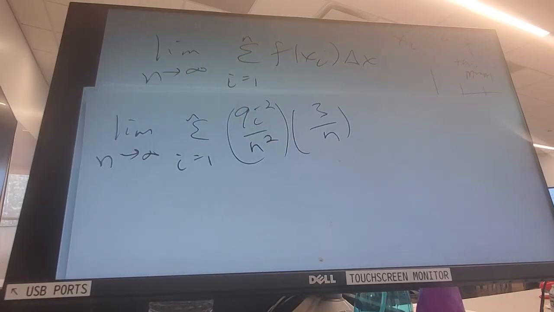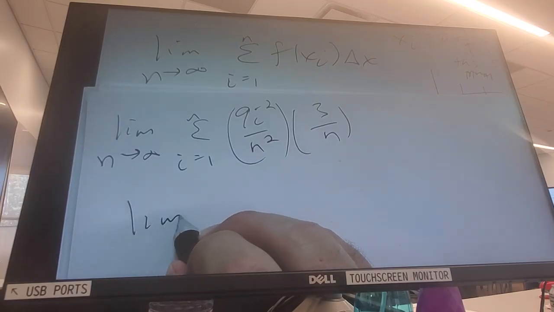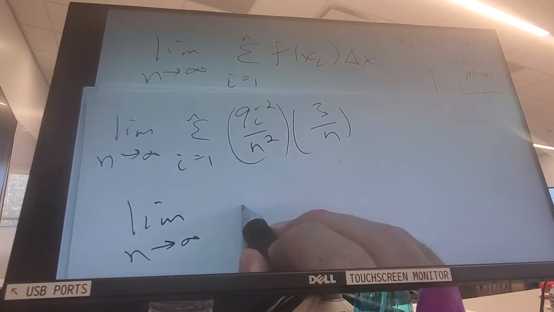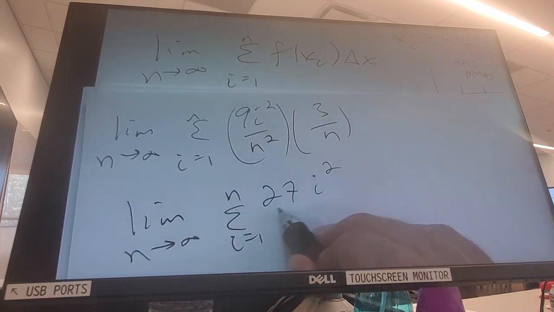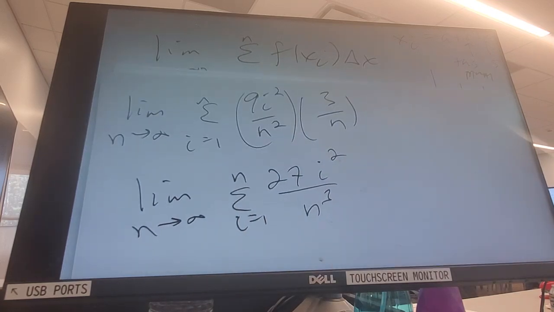Now, can somebody simplify that just a little bit? It'd be 27i squared over n cubed. Oh, did I forget? Oh, no, I did. Okay, look at me go.